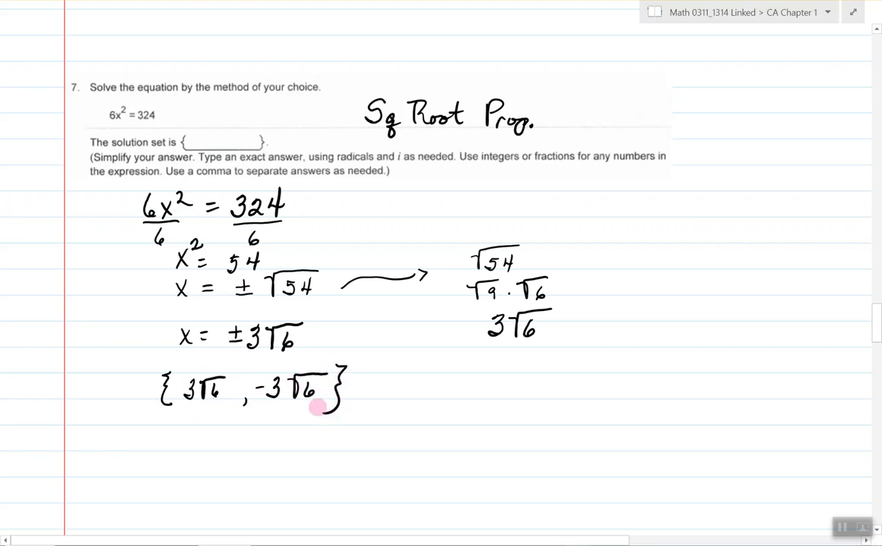You could not have factored this because the answers are not rational. You could have set it equal to 0 and used the quadratic formula. It's just that b would have been 0.